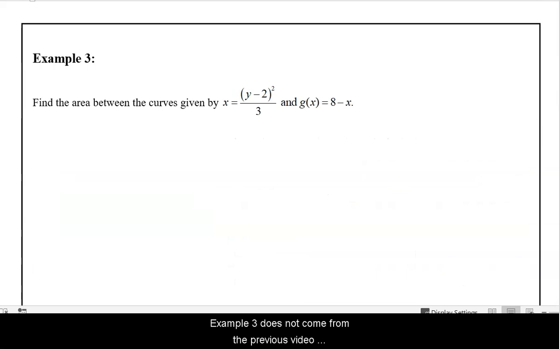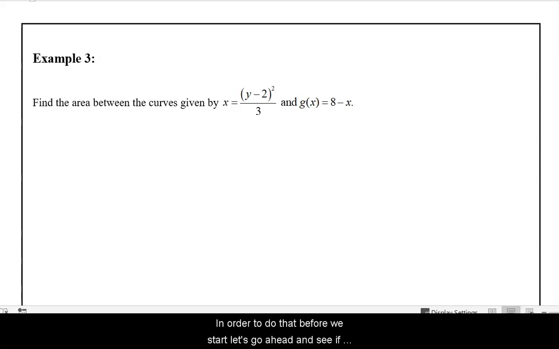Example 3 does not come from the previous video. Instead, we're simply asked to find the area between the curves given by x equals (y minus 2) quantity squared divided by 3 and the function g of x equal to 8 minus x. The fact that they have the first curve solved for x is a good indication that you should at least consider integrating with respect to y instead of x. To truly know if that is a good choice, you need to look at the graph.